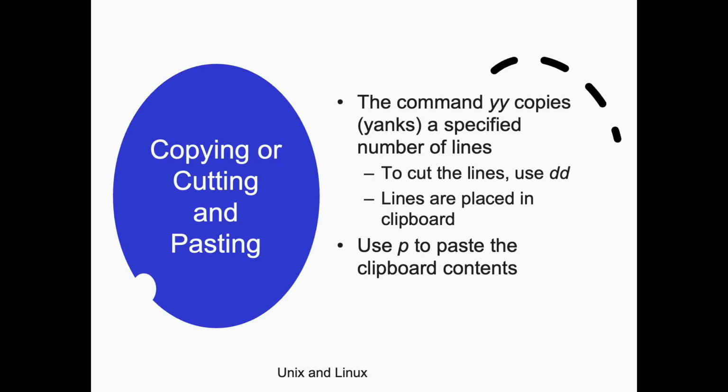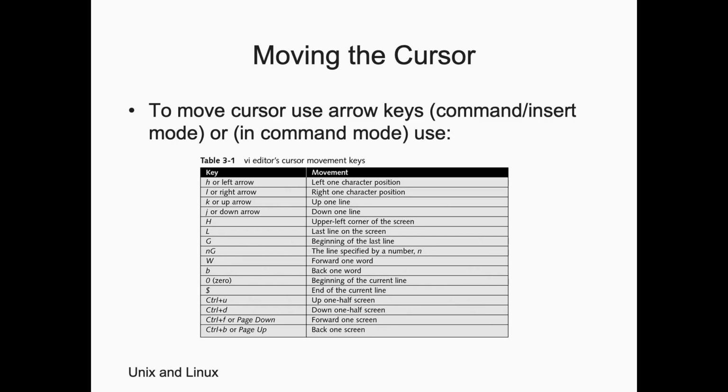We have yy, which copies a line, dd, which cuts a line, and then p, which pastes what's on your clipboard. So it kind of works like copy, cut, and paste. You can also use your arrow keys to navigate within the VI editor when you're looking at a file, but it also gives you single letter navigation, so h being left, j being down, k is up, l is right, and these are useful if your arrow keys for some reason are not behaving like you want them to.